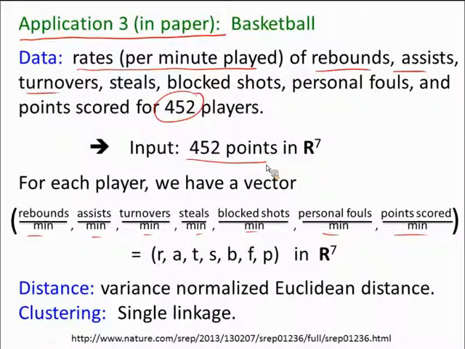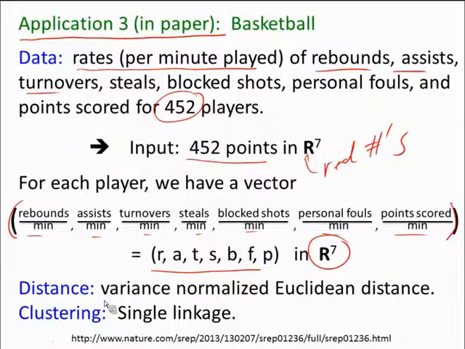And the data point is a vector in R to the 7, so this is our real numbers right here, where our first coordinate is rebounds per minute, our second coordinate is assists per minute, etc. So we get this vector in R to the 7. When we want to analyze the data, we will use the variance normalized Euclidean distance.